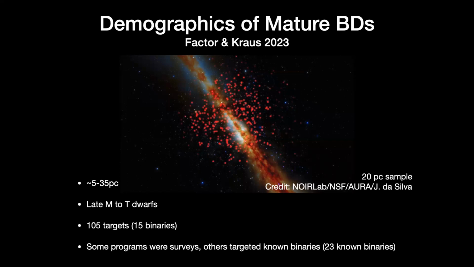For the field old brown dwarfs, I had to restrict the target selection to just programs that were unbiased surveys looking for binarity. There were a few that were targeted follow-up. We know this is a binary, we want to get some data. And if we want to look at the population, we have to have an unbiased survey. So that's why it's 105 targets and 15 binaries rather than 114.